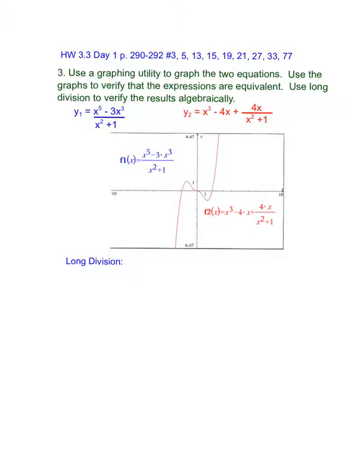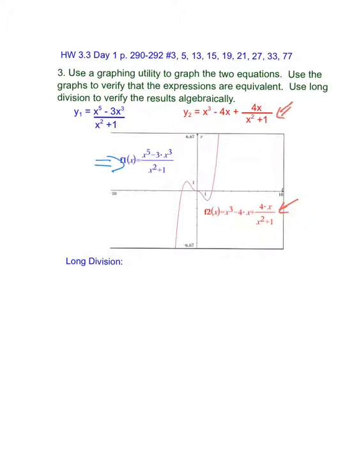So the two expressions are y1, which I graphed here as f1 of x, which was x to the fifth minus 3x cubed over the quantity x squared plus 1, and y2, which I graphed as f2 of x, which was x cubed minus 4x plus 4x over the quantity x squared plus 1. And if you look at the graph, you'll see that f1 of x and f2 of x are exactly the same. They're the same functions, right? Because we can only see one of the two.